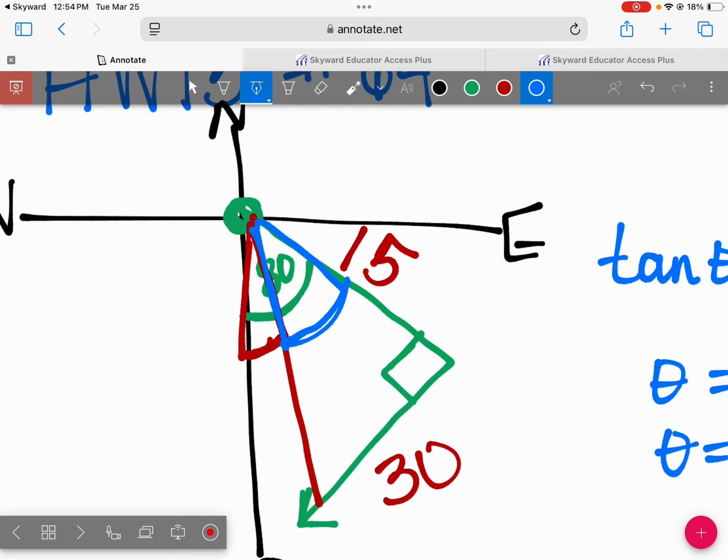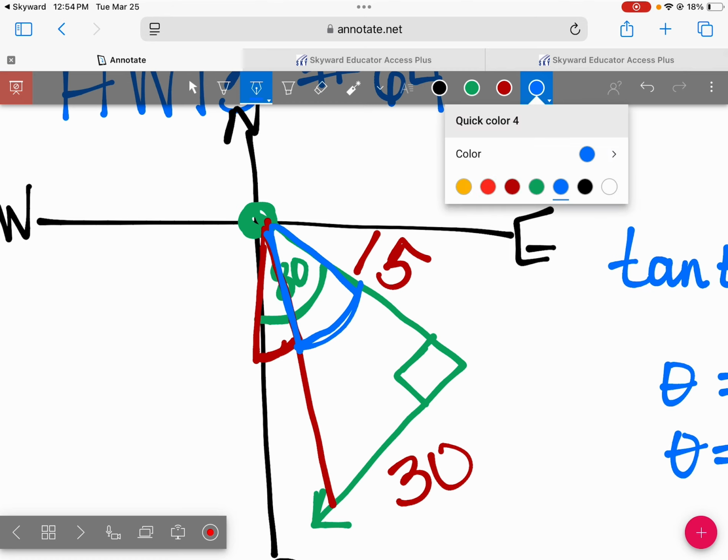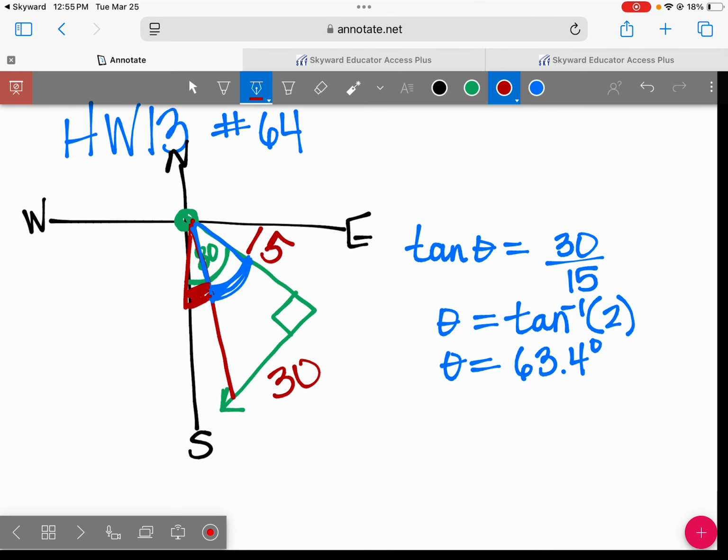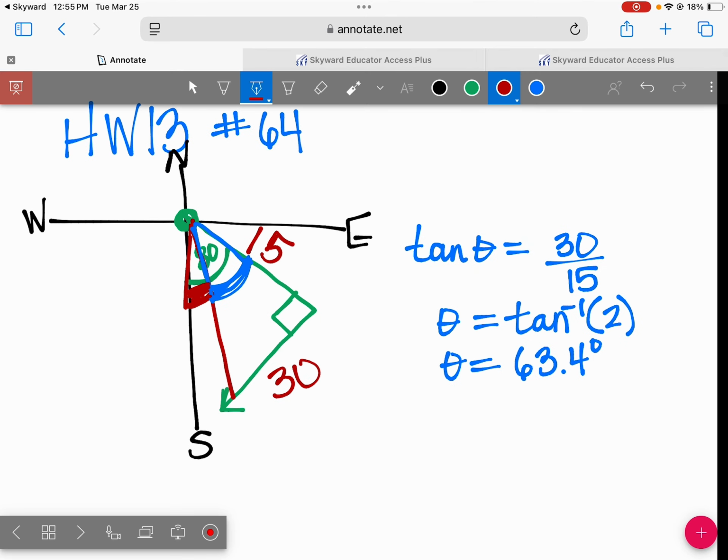Okay. But that's not a bearing. So what we figured out was this angle. But what they want us to know is this angle. How am I going to find the red piece? Subtract. And what am I going to subtract the 63.4 from? 80. So 80 minus 63.4, I believe is 16.6. Make sure though. And whenever you're doing bearings, you always have to do north, south, or whatever.